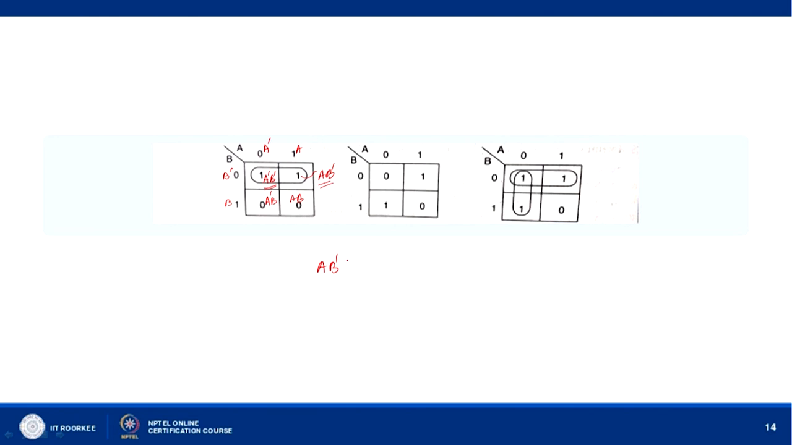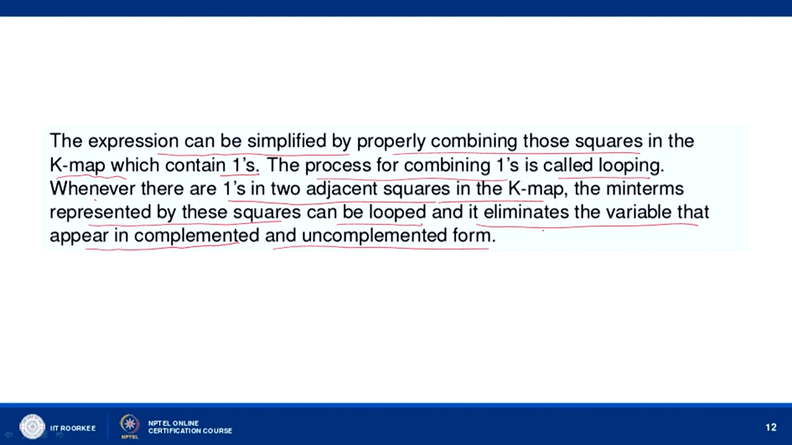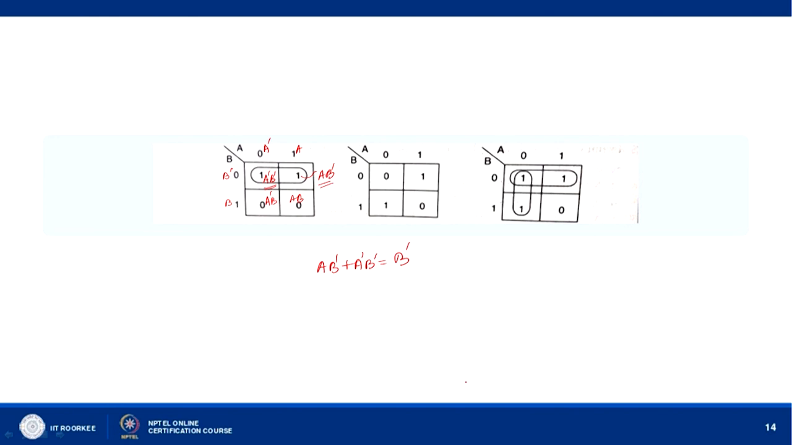will be equal to, now you see this A appears in this square in the uncomplemented form, here it appears in the complemented form. So, we will consider A B dash plus A dash B dash as equal to B dash. The Karnaugh method says that we eliminate the variable that appears in complemented and uncomplemented form after you have taken the loop. So, A B dash plus A dash B dash will be equal to B dash.